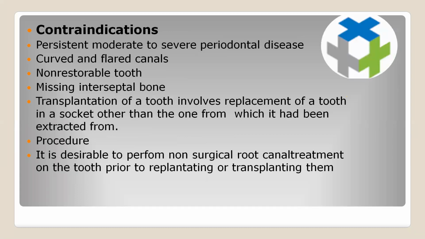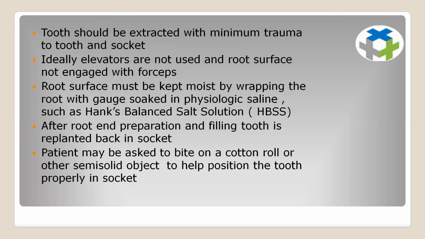Contraindications: if there is severe periodontal disease, no. Curved and flat canals, no. Non-restorable tooth, missing interseptal bone, transplantation. These are all the relative contraindications. The tooth should be extracted with minimum trauma to the socket, and ideally elevators are not used. As all of you know, the storage medium will be HBSS, Hank's balanced salt solution, for an avulsed tooth or any tooth to be extracted. After root end preparation and filling, the tooth is placed back in the socket.